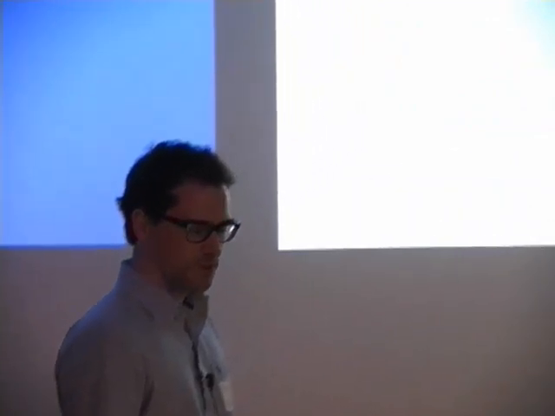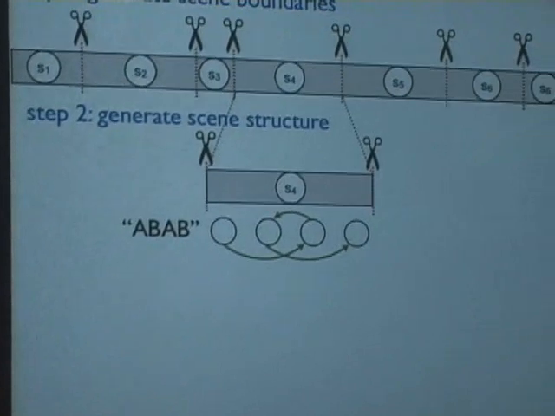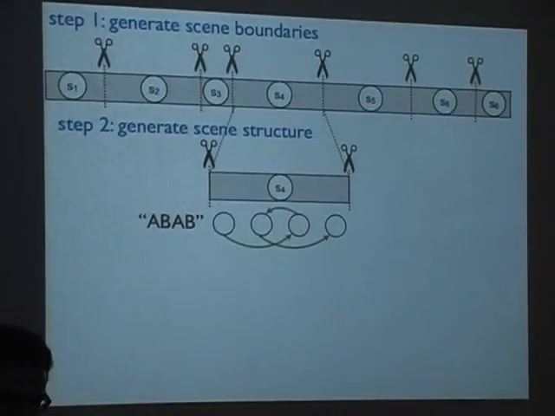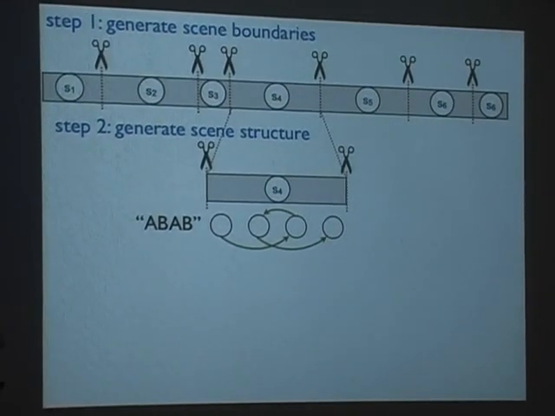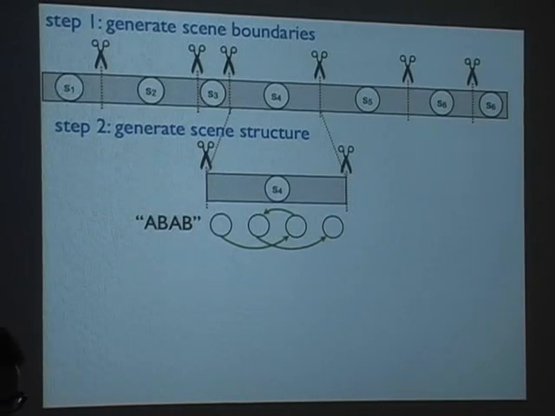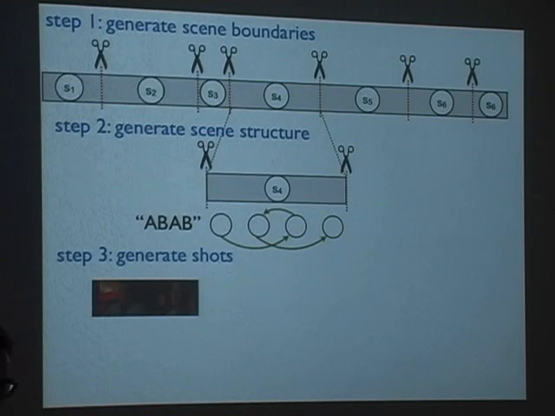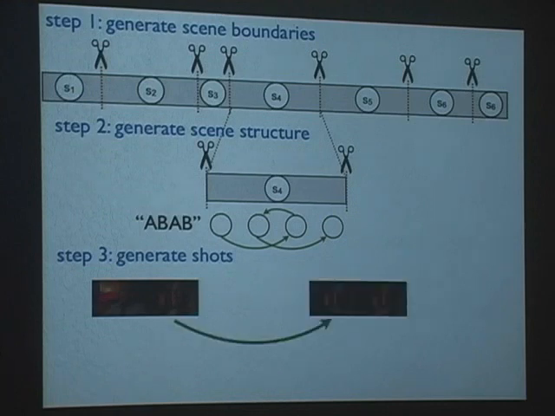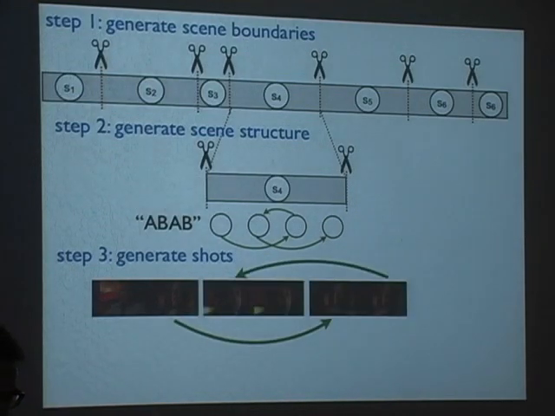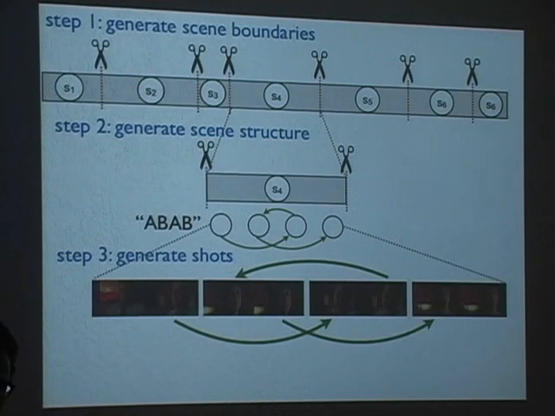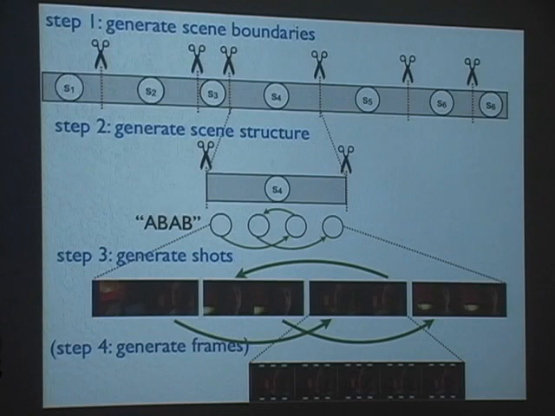Start by generating the scene boundaries given the screenplay. Next, you generate the scene structure, which is generating a parent shot for each shot in the scene. And this defines a Markov chain from which we can sample each shot independently. So generate the first shot in the scene, then the second shot, third shot, and the last shot. Again, modulo this reordering. Finally, we're going to generate the frames inside each shot.